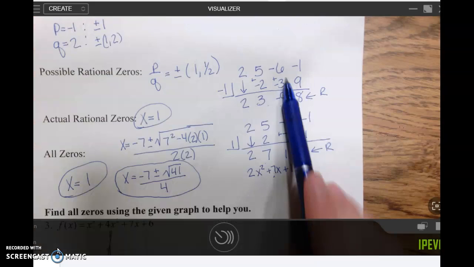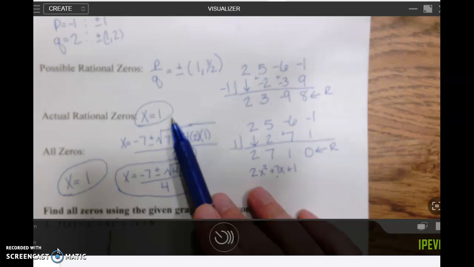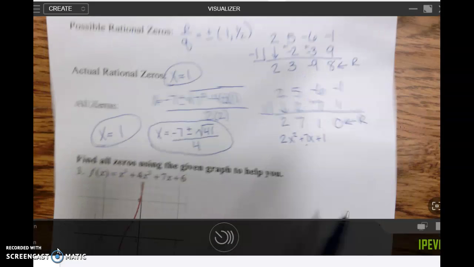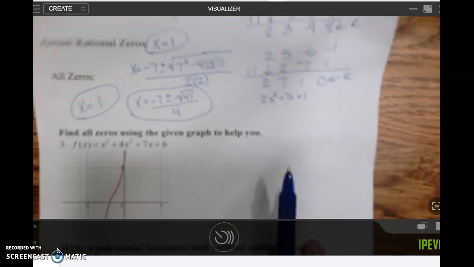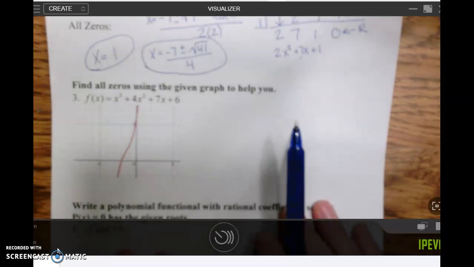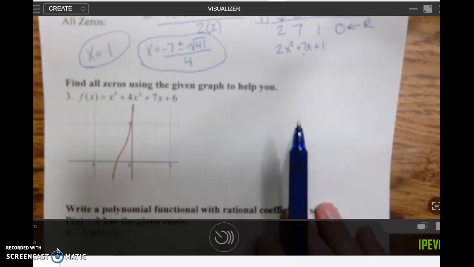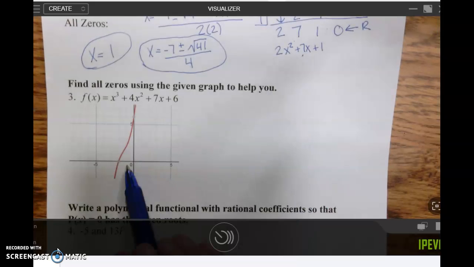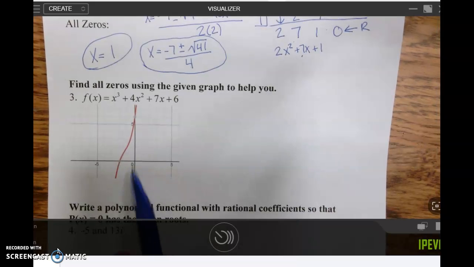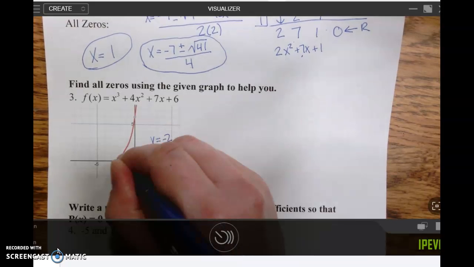So we had to do some guess and check because we didn't know which of these possible rational zeros were actually a rational zero. On number 3 here, we have a graph to help us, and that is kind of nice. So looking at this right away, I see that I have x cubed plus 4x squared plus 7x plus 6 as my function, and I can see that I have a 0. It crosses my x-axis at x is a negative 2 right here.